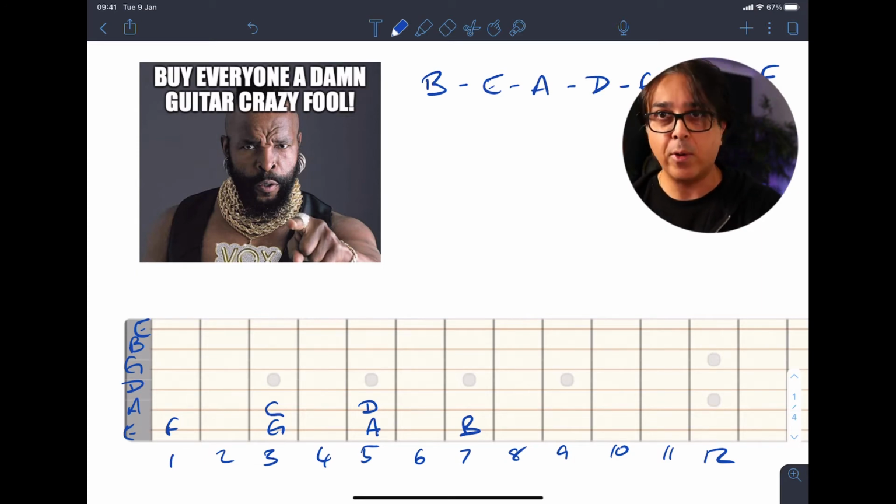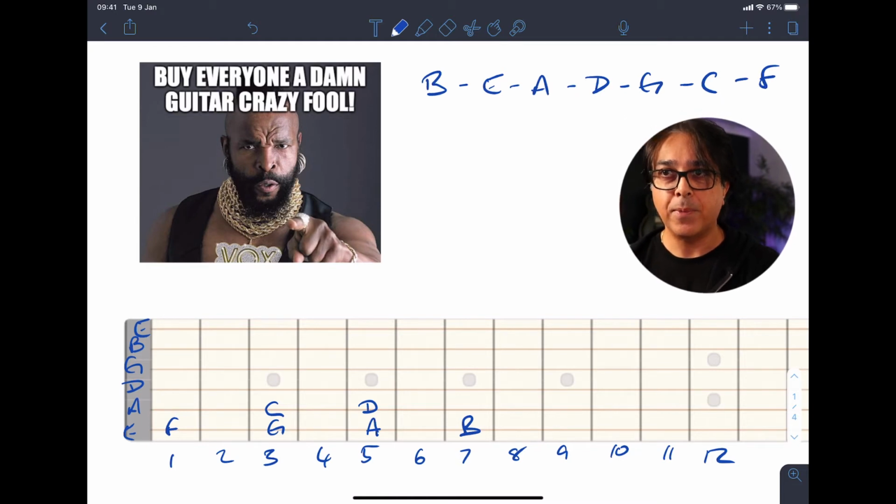So remember that mnemonic. Buy everyone a damn guitar, you crazy fool. You can use that now to figure out where the notes are. And what you do is whichever note you're on, this only works for the whole notes, by the way, so no sharps or flats, but this will find you all the whole notes no matter where you are.